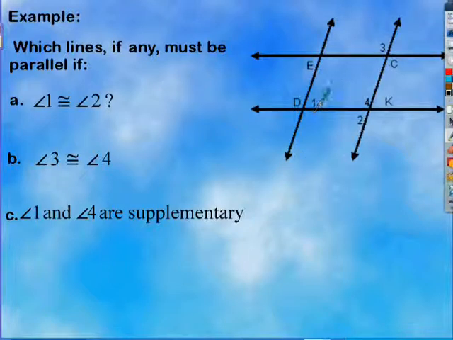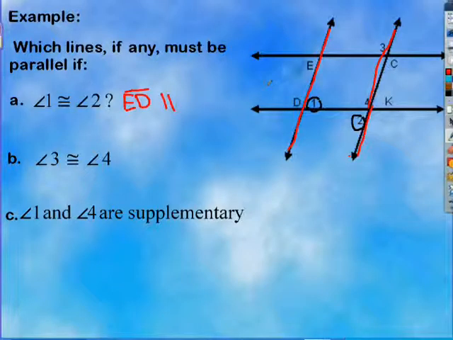Well, if I know that angle 1 is congruent to angle 2, if we look here, these are in the position for alternate interior angles. So I have to figure out which lines would be parallel. The lines always have to touch them. They have to touch my angle. So it looks like it's this line here and this line here. So which lines would have to be parallel? ED would have to be parallel to CK.